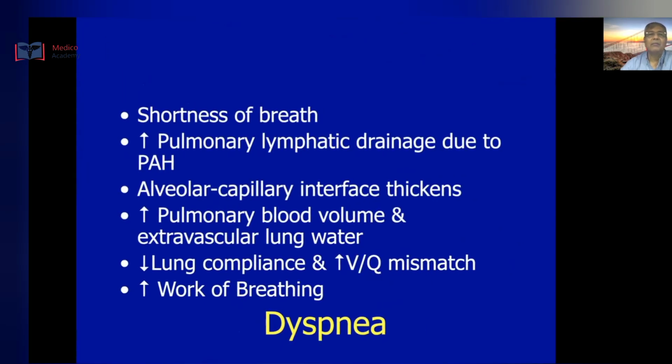The patient who develops this failure will have shortness of breath. There will be an increased lymphatic drainage due to pulmonary arterial hypertension. The alveolar capillary interface thickens, so exchange of air is not easy. The increase in pulmonary blood volume and increase in the extravascular lung water further aggravate the problem and result in a decrease in lung compliance and an increase in V/Q mismatch. All these problems together cause an increase in the work of breathing, which is clinically seen as dyspnea.